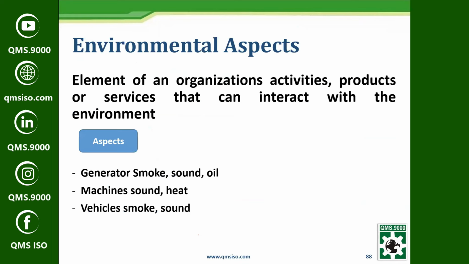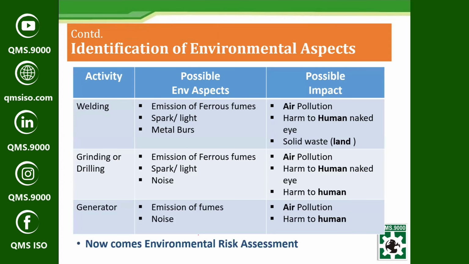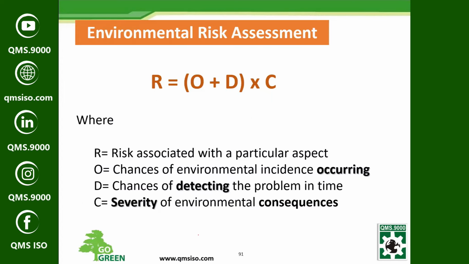Aspects here. You need to identify what are those activities which are affecting these 7 things, right? Elements of organizations, activities, products or services that can interact with the environment, that are called aspects. Like if you have a generator, it will give smoke, it will have sound, right? So environmental aspects, these are some of the examples. In case of welding, you have emissions of ferrous fumes. The impact is air pollution.